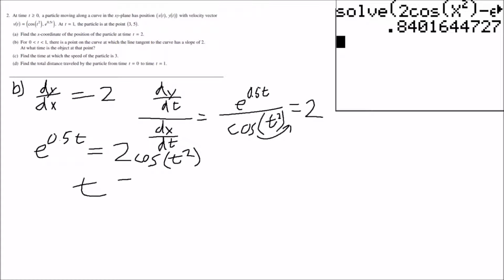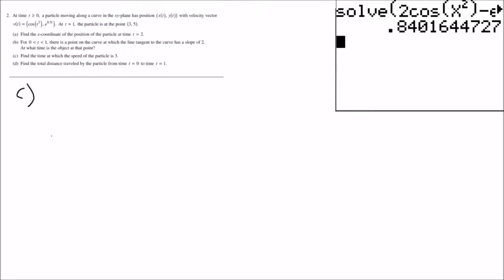T equal 0.840, and box it in because you're done. And now part C. Part C says, find the time at which the speed of the particle is 3.